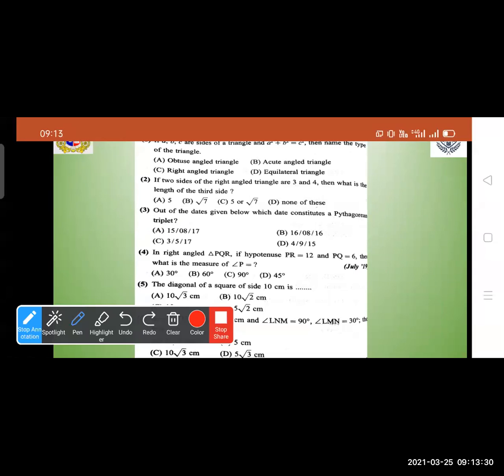In right angle triangle PQR, if hypotenuse PR is equal to 12, PQ is 6, then what is the measure of angle P? So here a right angle triangle is given. First we draw the right angle triangle. Read the question and try to draw the diagram. PQ is given to you, this is P and this is R. Okay, and this one is Q. And PQ is 6.